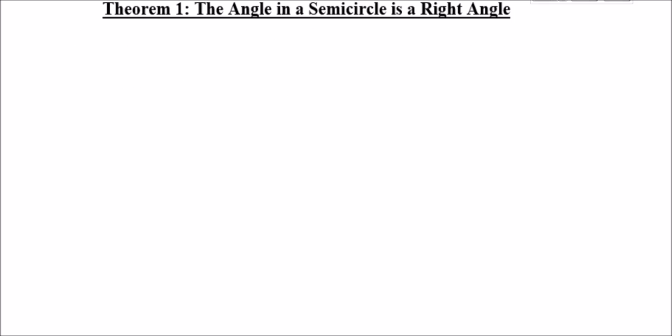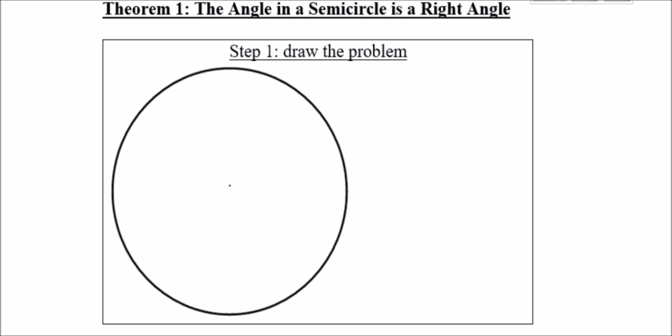So the first theorem I want to have a look at with you is: the angle in a semicircle is a right angle. This is a standard result that can be proven. I'm going to talk you through step by step how we can construct the proof and arrive at the result. So first of all, draw the problem.